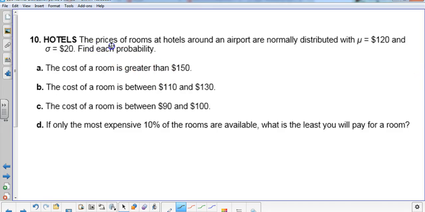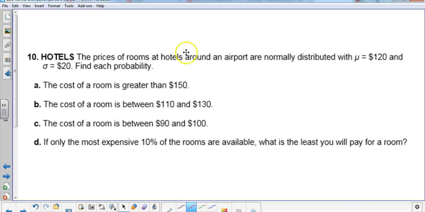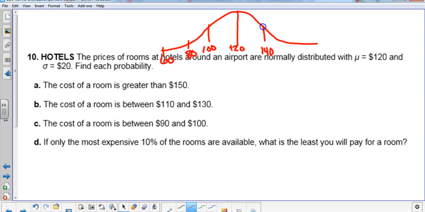This says the prices of rooms, I'm going to move this down a little bit. The prices of rooms at hotels around an airport in this city are normally distributed with a mean of 120 and a standard deviation of 20. I like this one because it doesn't hurt my head. 180, 60, 140, 160, 180. Did I add and subtract 20 correctly, guys? Okay, and we could go out one more standard deviation, but I went out 3 each way. What percent does that encompass?